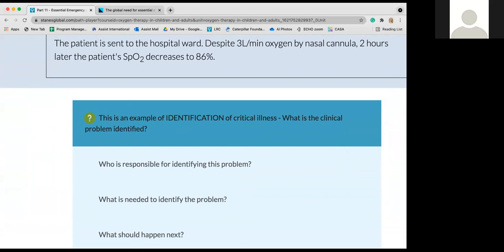And think about who is responsible. Who should identify this problem? What do you need to do that? And then what should you do next, or what management should you provide? So I think that's a simple question, but you can put that in the chat. For example, you may say this is hypertension, the nurse should be responsible, and we should provide fluid, for example. But be precise on this particular example.